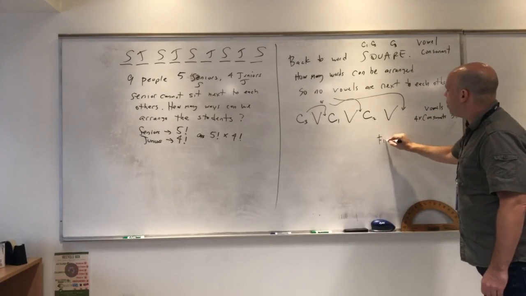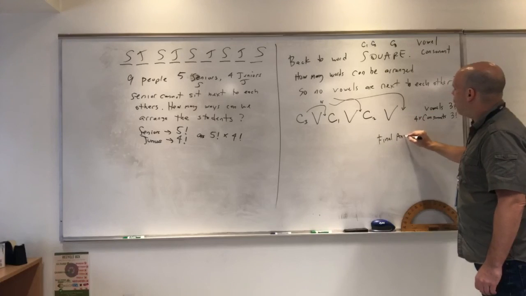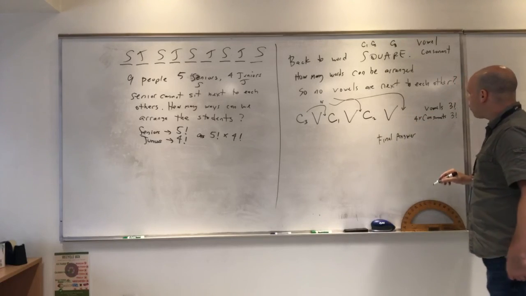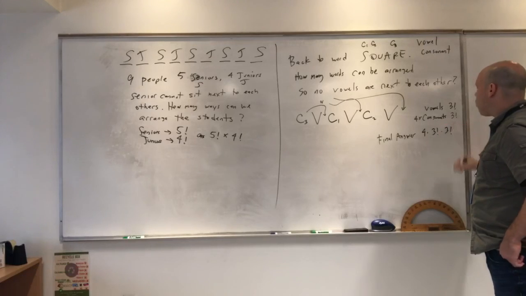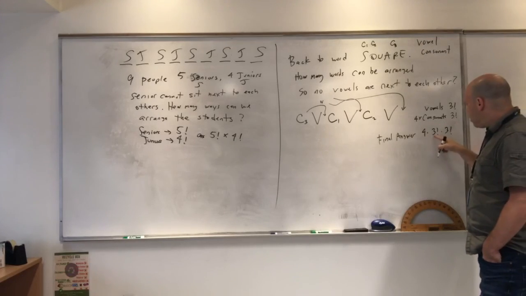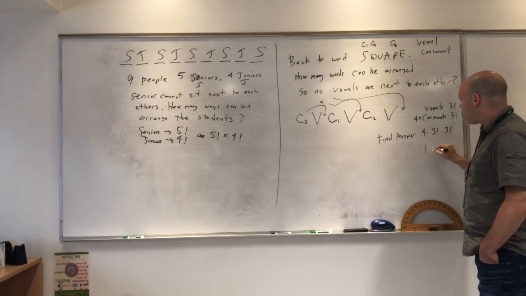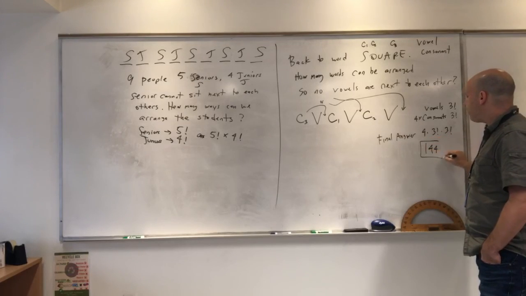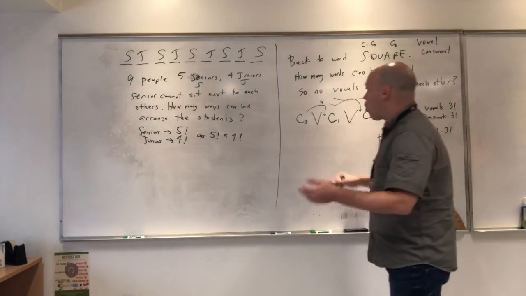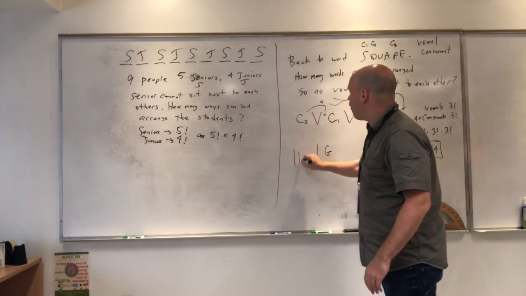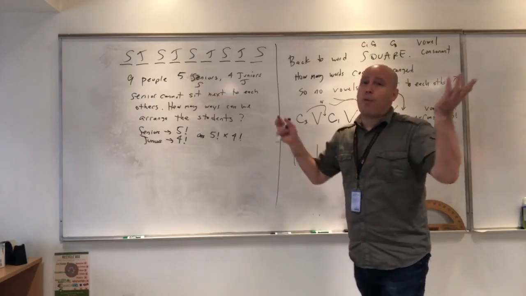Final answer? 4 times 3 factorial times 3 factorial. Final answer? 36 times 4, 144. These are fun things. Work on 1F and 1G, and we're done with chapter 1.